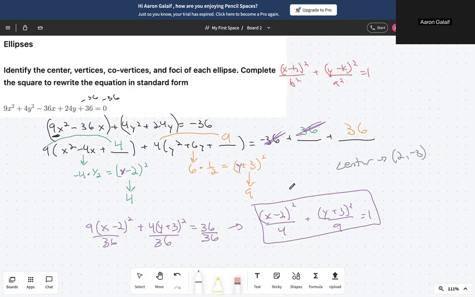Next, to find the vertices, first you have to find the major. The major is where the a squared is, the bigger value in the denominator. So now that we know that's the major, the vertices are going to change on the y value, as in the ellipse is going to look like this rather than that. So it's going to stretch more vertically than horizontally.